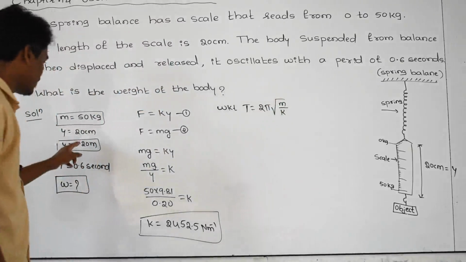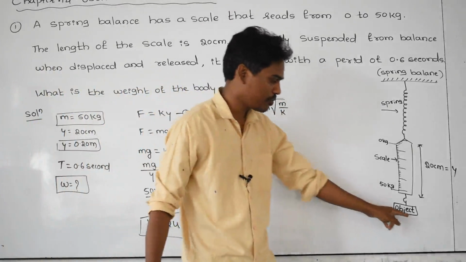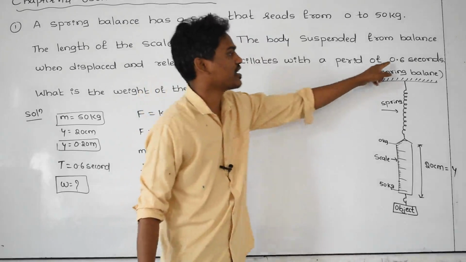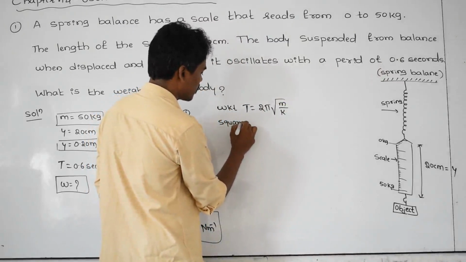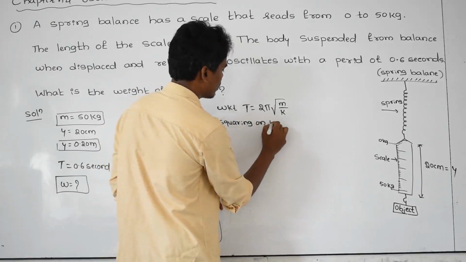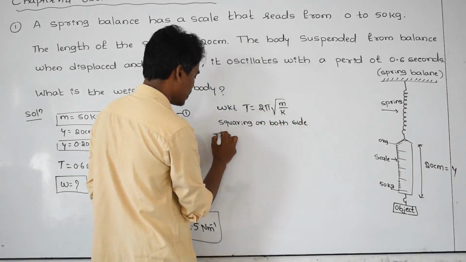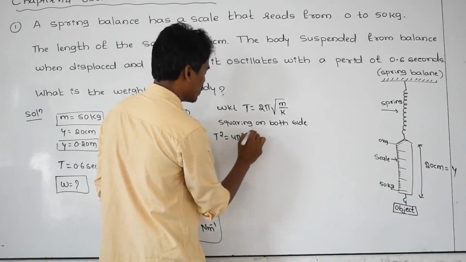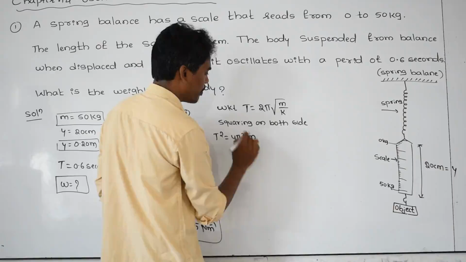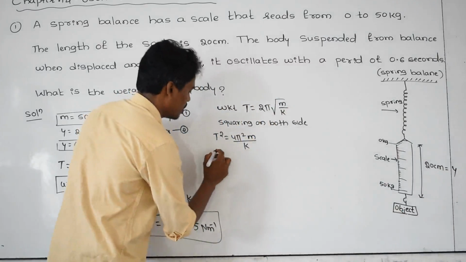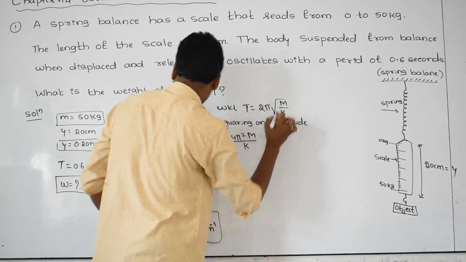M you know very well, that is 50. And T is given, and M we have to find out, that means the mass of the body. Substitute and find out M. First, squaring on both sides, then you will get T square is equal to 4 pi square, then squaring means the root is cancelled out, then M by K. I have to find out M, the mass of the object. Let us take it as a capital M, because otherwise you will get confused with this M.